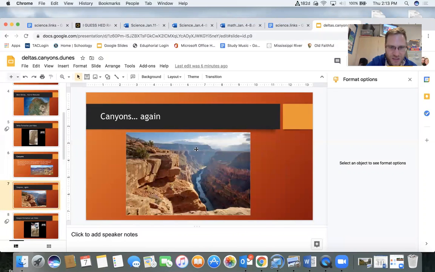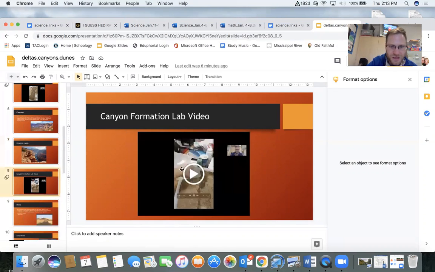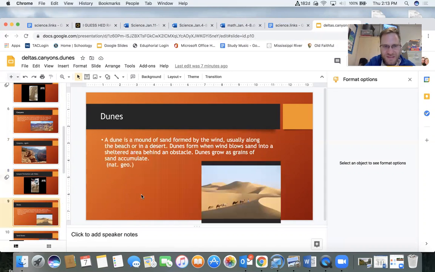So this is the Grand Canyon. Both of those are pictures of the Grand Canyon. Here's an aerial view here, kind of showing the carved mountain sides. And I have a video here that kind of illustrates that as well. The next one is a sand dune. A sand dune is a mound of sand formed by wind, usually along the beach or in the desert.